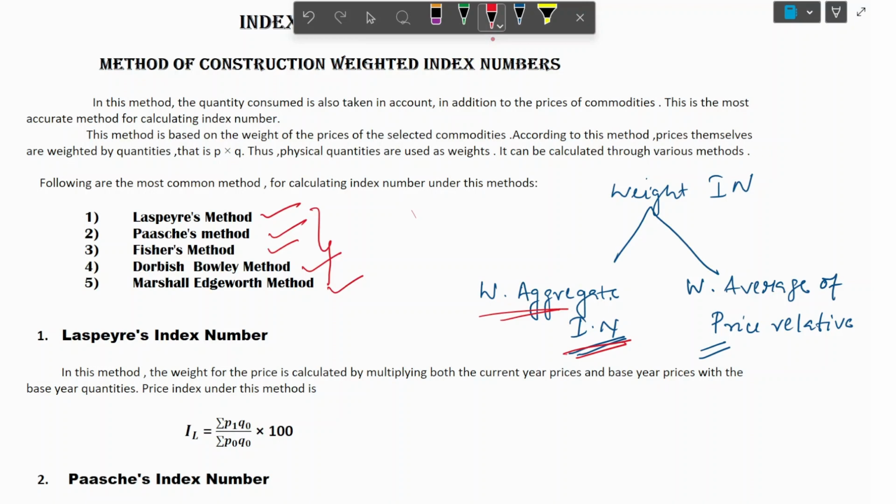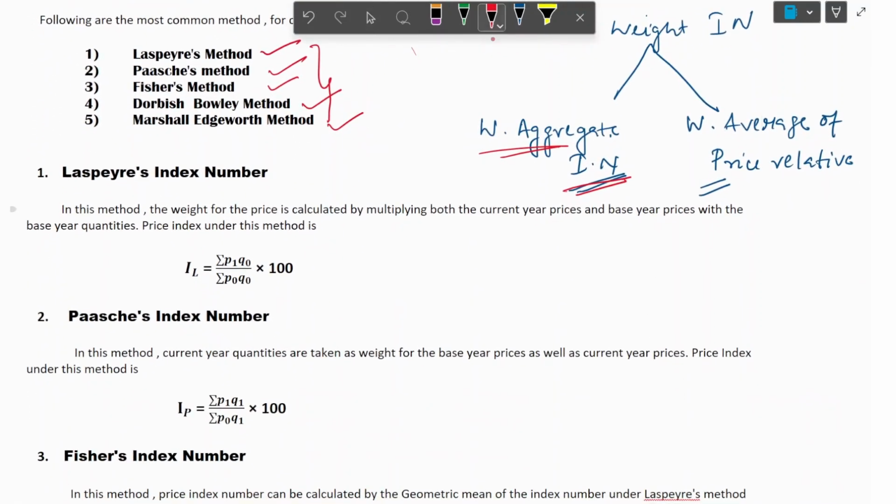The first one is Laspeyres index number, which is denoted by IL. The formula is summation of P1 Q0 divided by summation of P0 Q0 into 100. That's what I explained to you before. Now here we are going to consider P1 and P0, that is price in the current year and price in the base year, and also the quantity consumed in the base year and current year. That means we are going to use these 4 notations for the entire formulas: P1, P0, Q0 and Q1. I will tell you how you can learn without by-hearting the formulas. What is the trick? You will see.